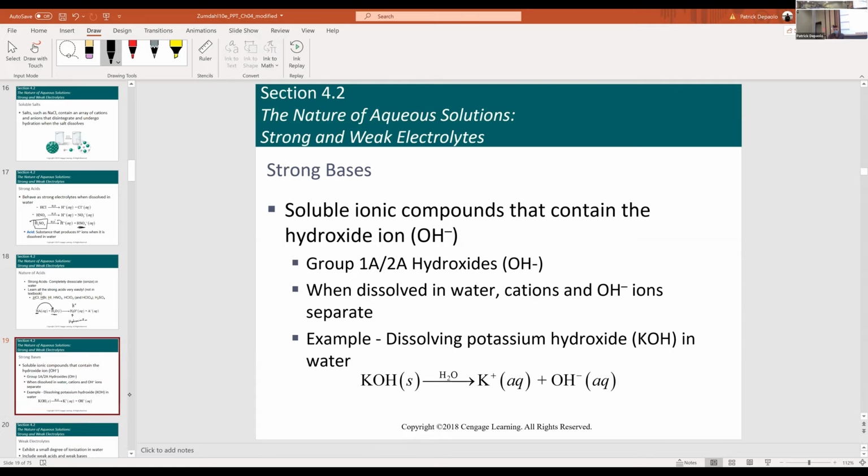Strong bases, which we've already covered, but we'll see the actual notes on it. We have group 1A and 2A hydroxides. So anything in group 1A or 2A, with a few exceptions, paired with one or more OHs. And it works in a very similar manner, where the OH will dissociate from whatever is the cation.